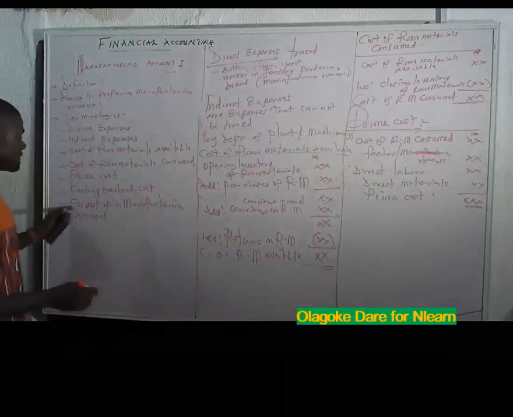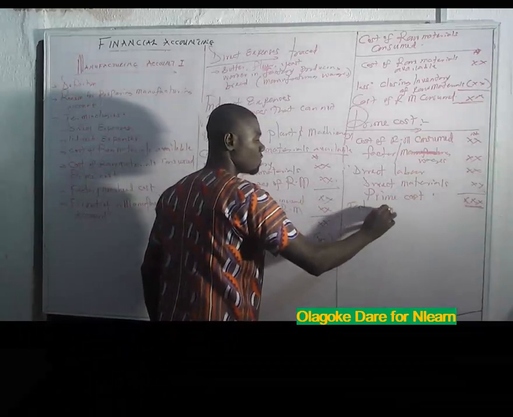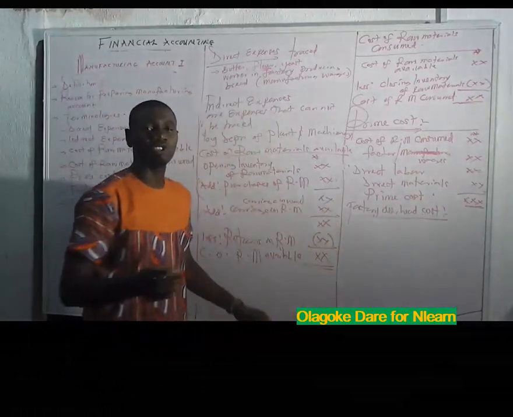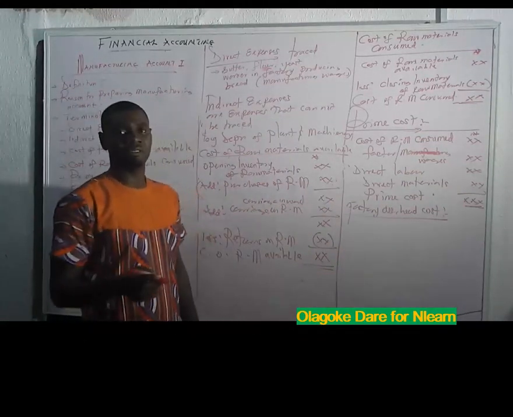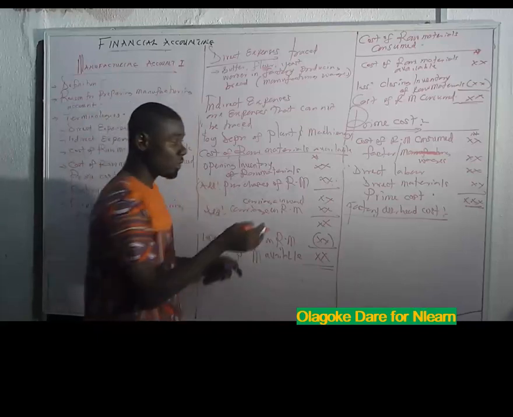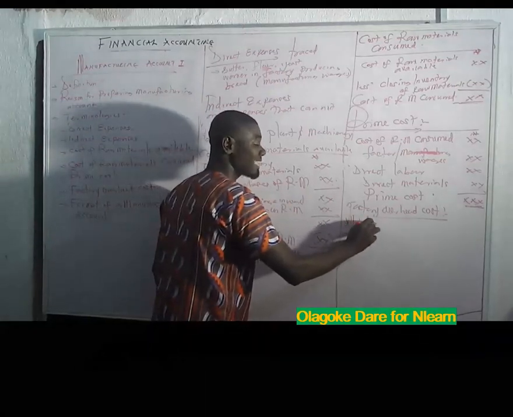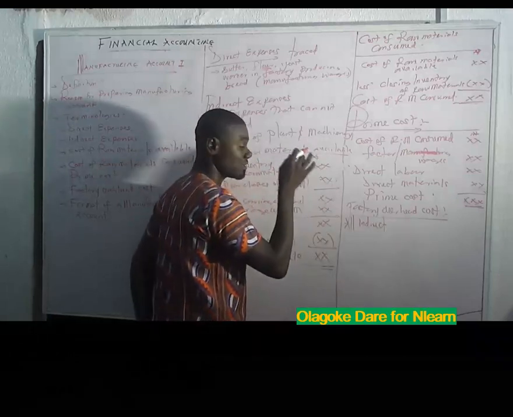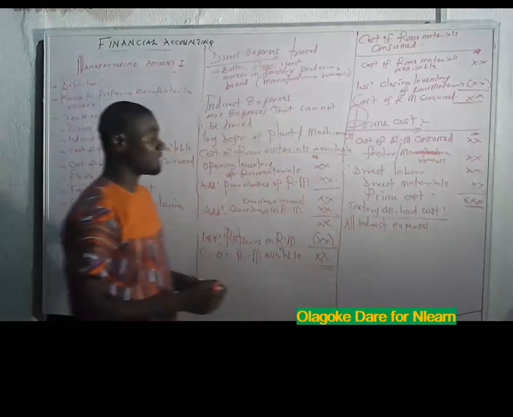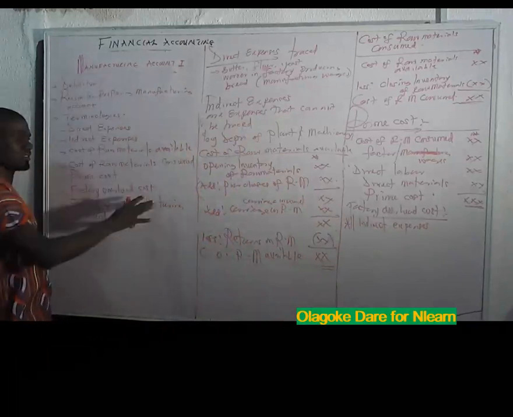Then the next is factory overhead cost. Factory overhead cost is the summation of all indirect expenses. So the summation of all indirect expenses of a business organization is what we call factory overhead cost. So all indirect expenses that cannot be traced to the production of a commodity. The summation of all indirect expenses is what we call factory overhead cost. These are the terminologies we need to understand.